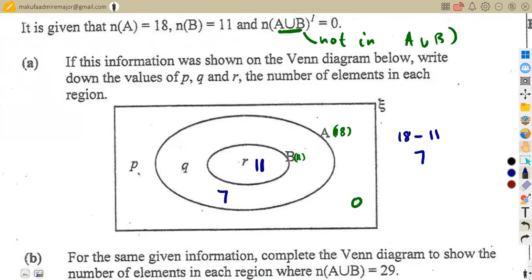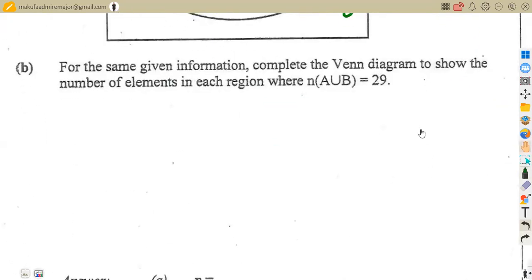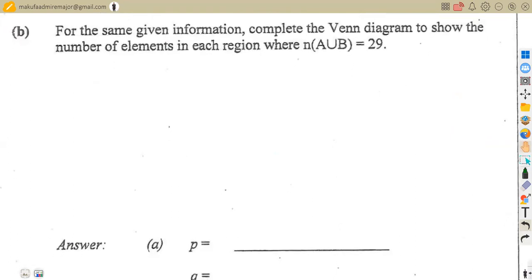So our question was, write down the values of P, Q, and R. Here, our P is 0. Remember, I explained there's nothing outside of our set. So P was going to be 0 because P represents what is outside of A union B. Then our Q is going to give us a 7. Our R was just 11. All the elements in B represent our R. So that is the idea of this question. There was nothing much here. Then they are saying for the same given information, take note now.